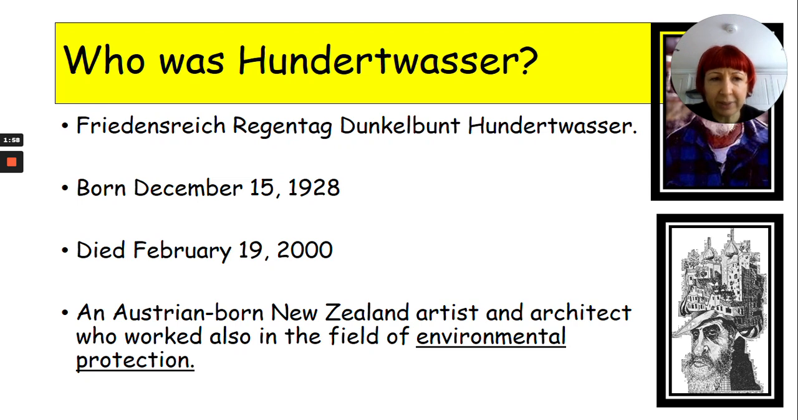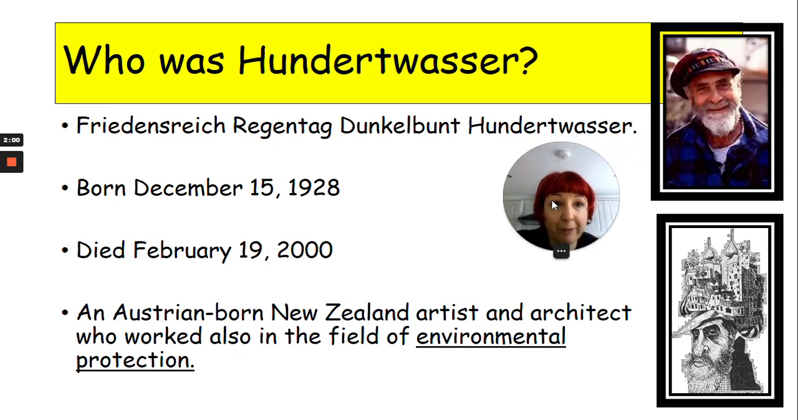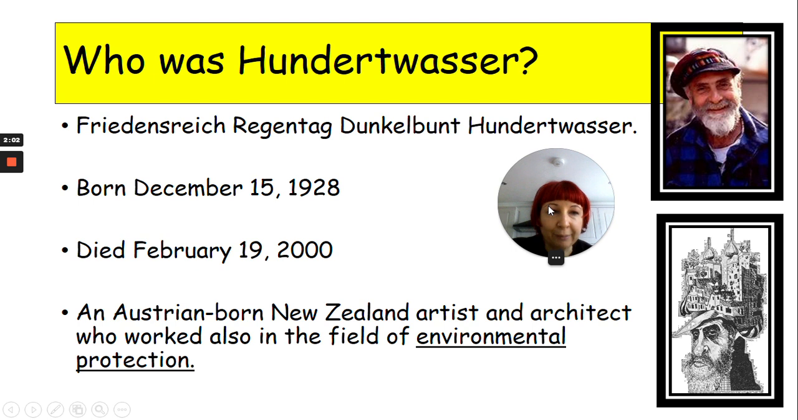Now, who was Hundertwasser? He's behind me. Let me reveal him to you. Hundertwasser, he was an Austrian-born New Zealand artist. He was also an architect, and he worked in the field of environmental protection. I'm not sure if you know what the word environmental protection means. Have a little think about it, but that's how he believed strongly in protecting the environment, looking after the environment.